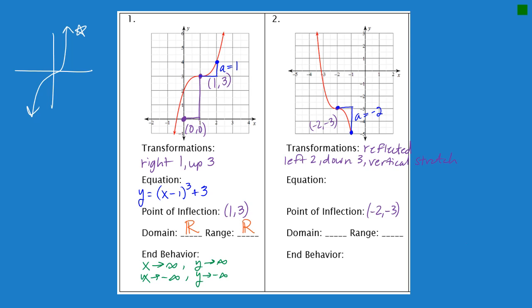So my equation is then going to look like this. Negative for the reflection, 2 for the vertical stretch, x plus 2 since this graph is going left 2, and then -3 for down 3. Domain and range are easy today, all real numbers. And then my end behavior, as x goes to the right, my graph is going down. So it's going to go to negative infinity. And then as x goes to the left, my y values are going up towards positive infinity.